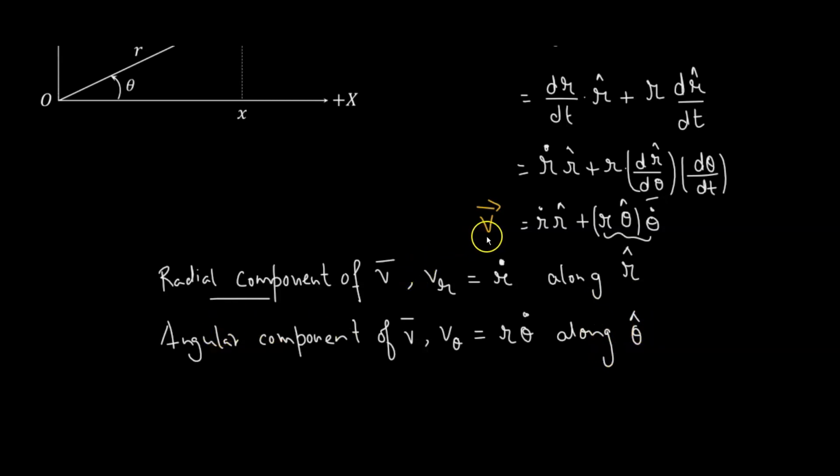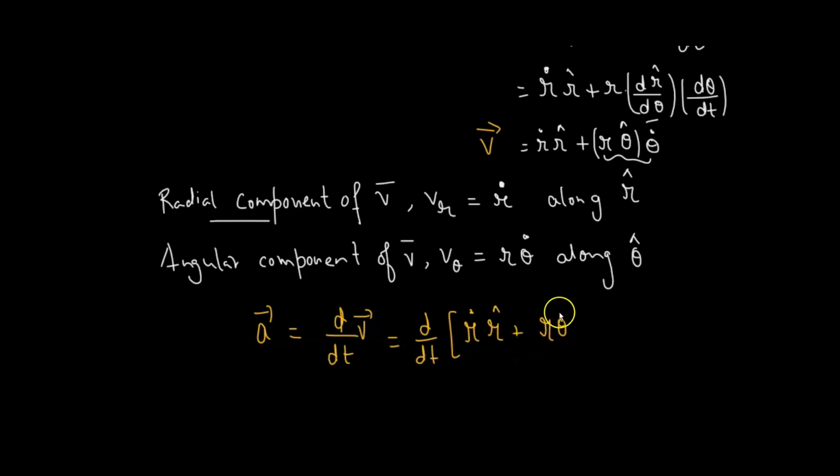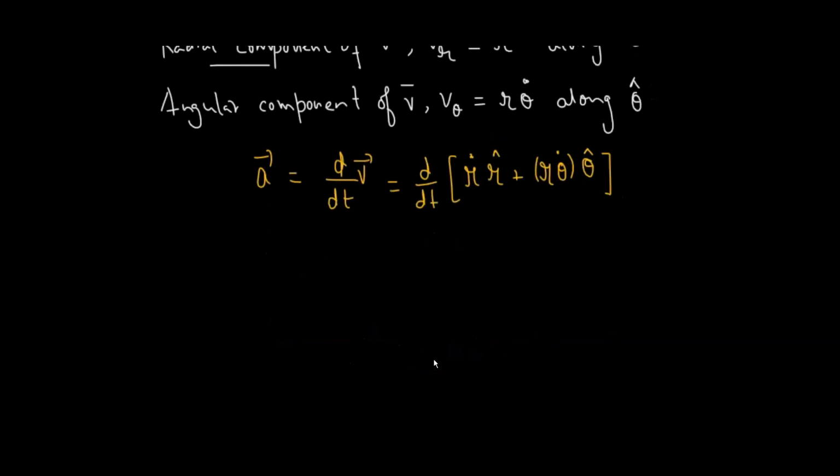So again, now we'll differentiate the velocity vector with respect to time t, and that will help us obtain the acceleration. So acceleration will be given by the rate of change of the velocity vector v, and velocity vector v is equal to, so let's use the value, r dot r cap plus r theta dot times theta cap. So we're going to take the derivative of each term with respect to time t to obtain the acceleration.